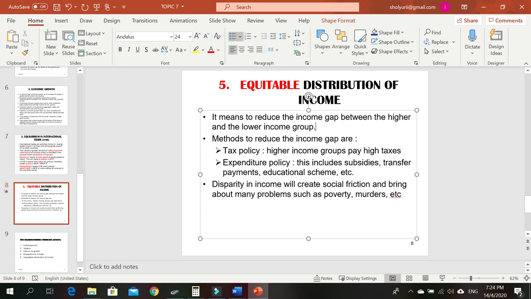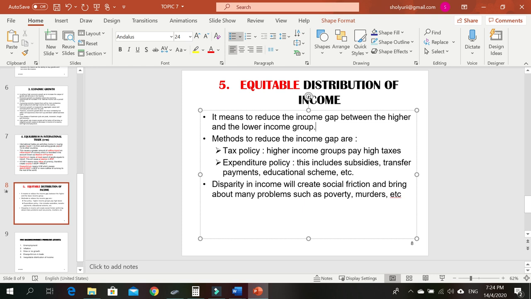So, bila ada income inequitable distribution of income tu tak equal, orang kaya conquer belakang orang miskin, tak ada apa-apa, dia akan menyebabkan disparity in income dan menyebabkan social friction, perpecahan. Tak akan aman lah you duduk dalam negara tersebut. You pergi mana-mana, everybody macam kat Mexico, kat Indonesia.